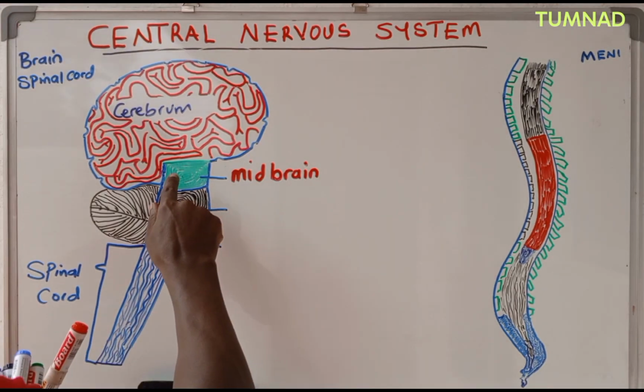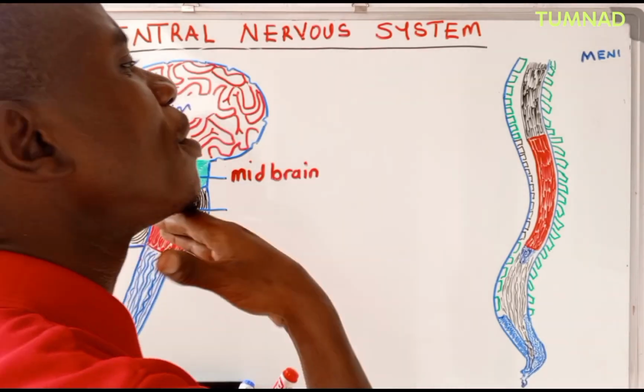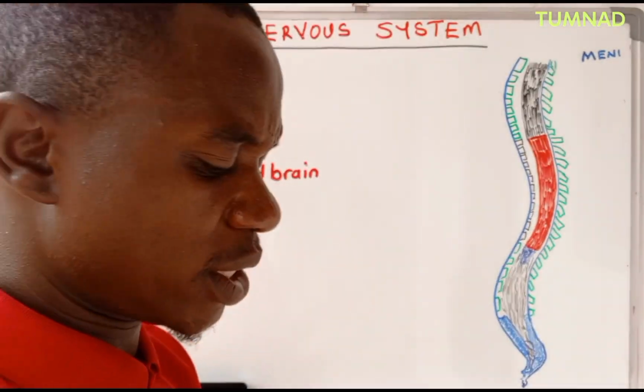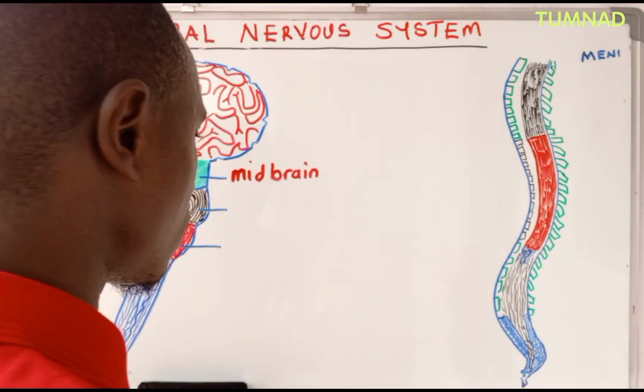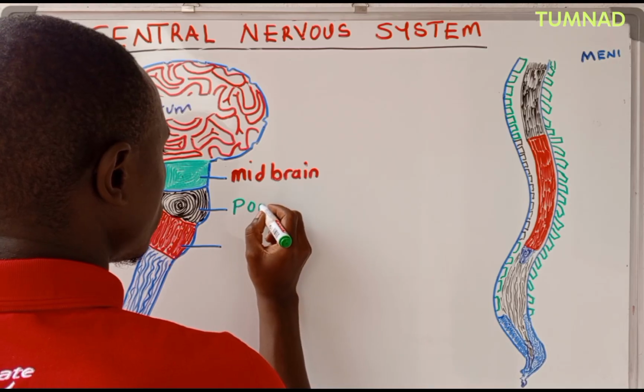And then below the midbrain, there is this other structure which is more of a bulbous structure. This structure just below the midbrain, what do we call this structure? This structure is what we call the pons.